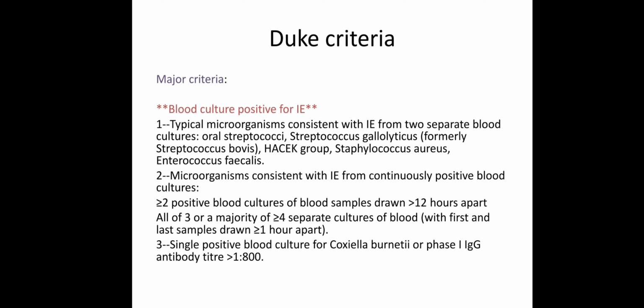So a typical microorganism consistent with infective endocarditis in two separate blood cultures. We had a slide earlier. We saw those organisms which are known to cause infective endocarditis. So these are the typical organisms. If they come up in two separate blood cultures, that's one thing. That gives 1 point in the major criteria.